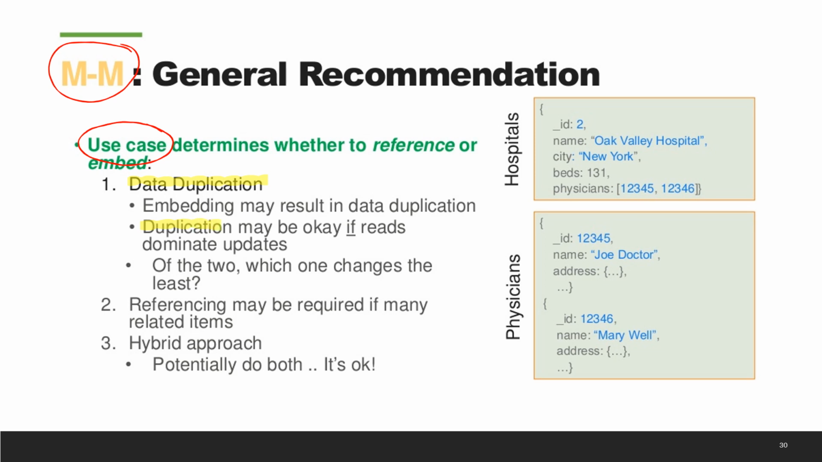But if duplication is acceptable, especially in the case that reads dominate updates, because you rarely update, you mostly read the data of that part. That means, for example, a physician profile is rarely updated, okay? So it's not very frequent that he changes his information. Then it may be okay to use embedding and allow duplication to occur when reads dominate updates, because it will give faster access to the data.